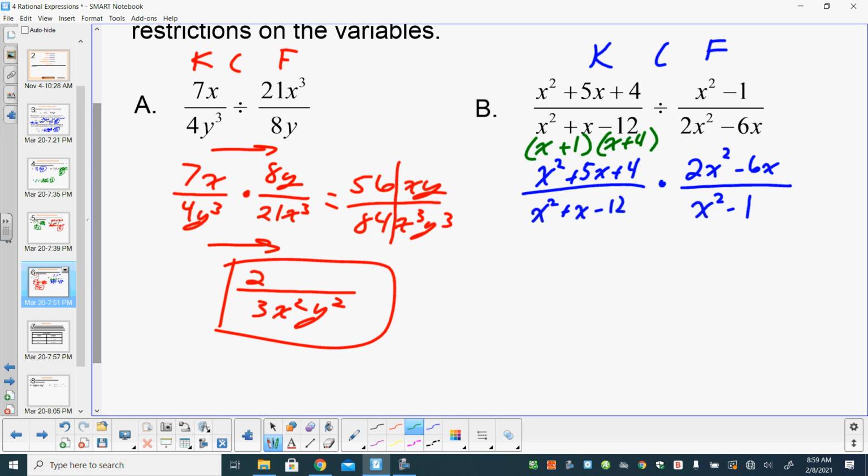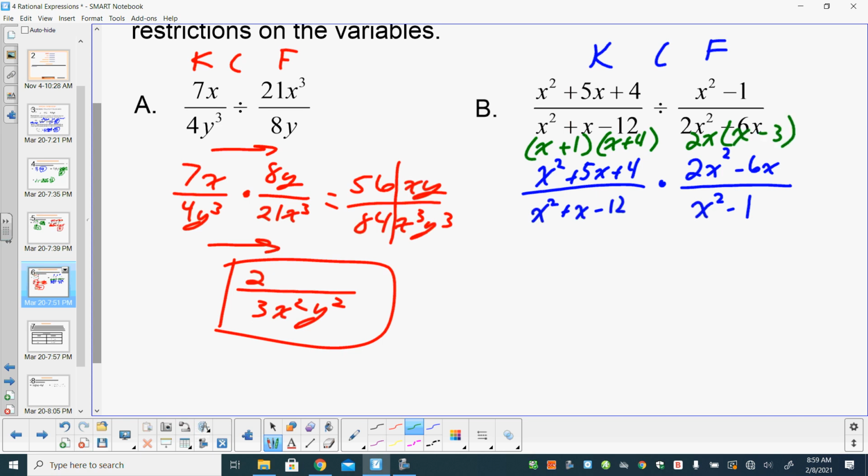All right, what about the second one here? What's special about that one? What am I going to do? Got to find the GCF in the situation. What's the GCF? x. Good, x minus 3. Good.